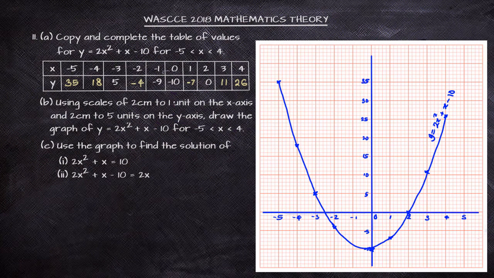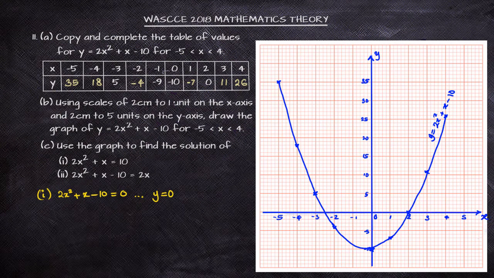And now, once I've gotten this, question number B is also solved. But now we have to use the graph to find the solution of 2x squared plus x equals 10. If we take 10 to the left hand side, it becomes 2x squared plus x minus 10 equals 0. That means the point at which the graph is equal to 0, meaning that y is equal to 0. That's the point at which you solve for this. And normally the language is that where the graph cuts the x-axis, y is actually 0.